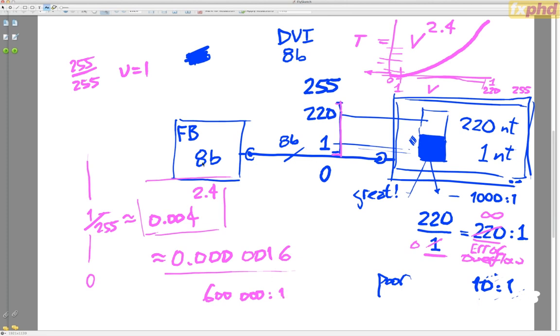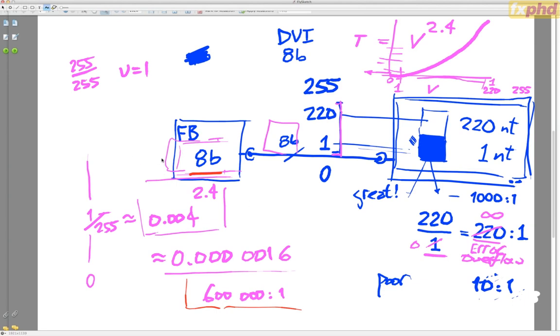So there's some people who say, oh, 8-bit frame buffers, 8-bit interface, 8-bit image data stored in files, it's all terrible because the dynamic range is terrible. And that message, which you may have heard before, is basically completely wrong. In fact, an 8-bit frame buffer is capable of a contrast ratio of 600,000 to 1.